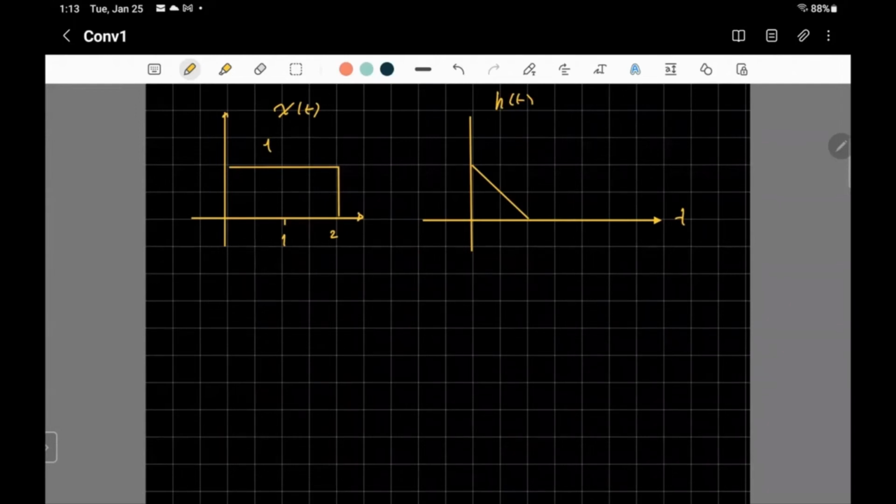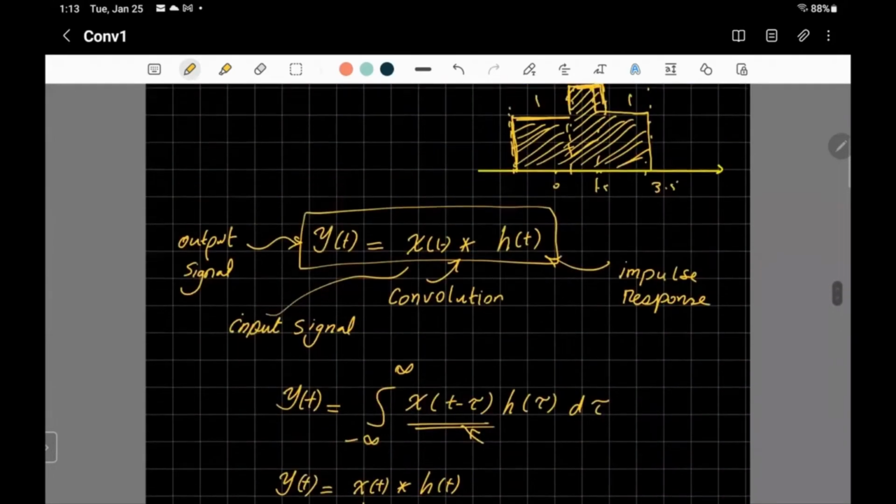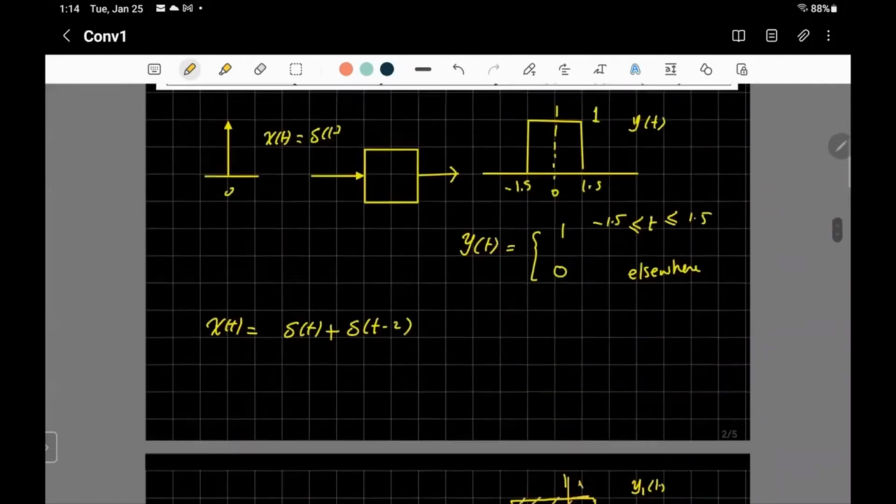Remember, what's h of t? Impulse response. This is a system when there's an impulse. Think about it. I will go back to the example I saw so you will understand what I'm saying. Why am I flipping the functions?